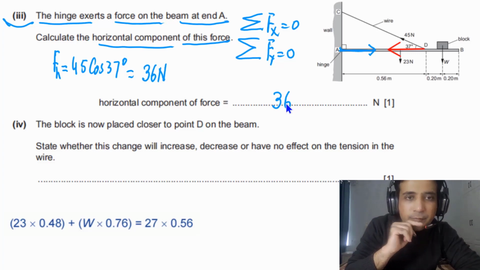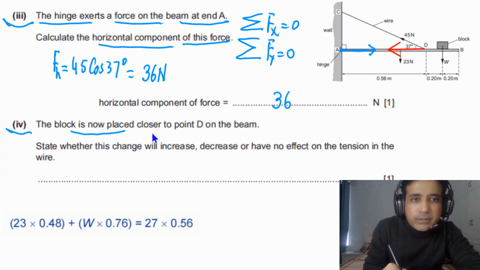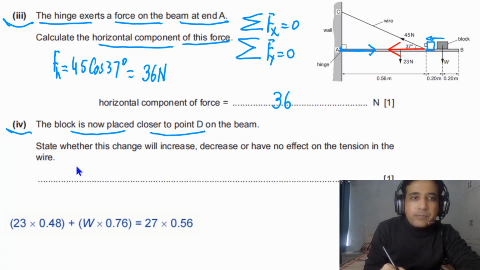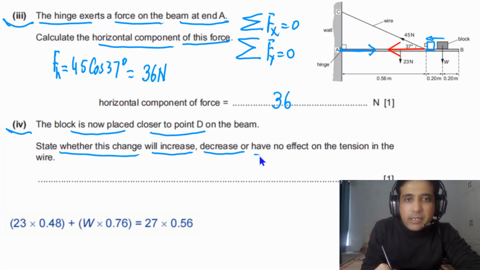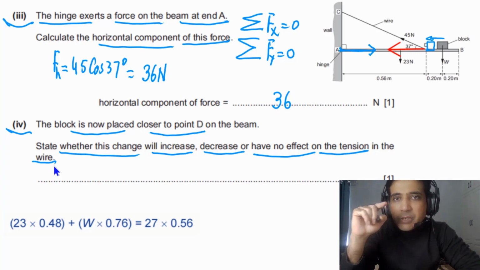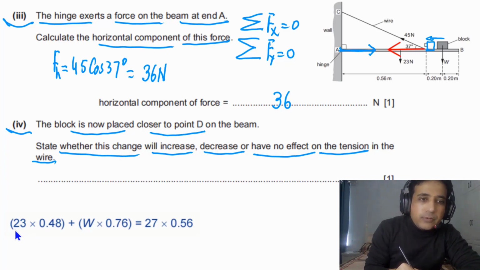Now if we go to the next part, part 4, the block is now placed closer to point D. Closer to point D means we move this block this side. So imagine that this block is placed here now. So we move this one to the left. State whether this change will increase, decrease, or have no effect on the tension in the wire. But we need to understand, in this case, the beam is still in equilibrium. Still in equilibrium. So first thing, we need to look at the moments.